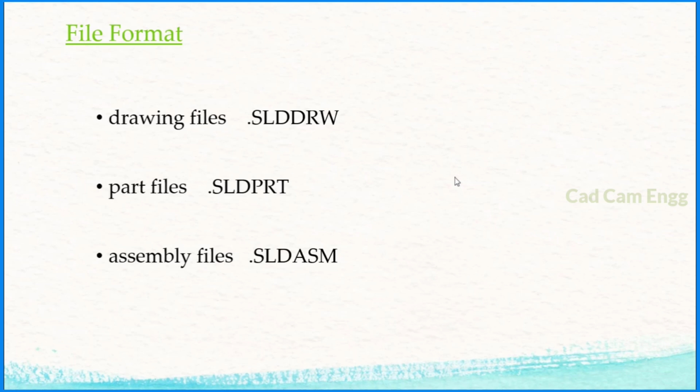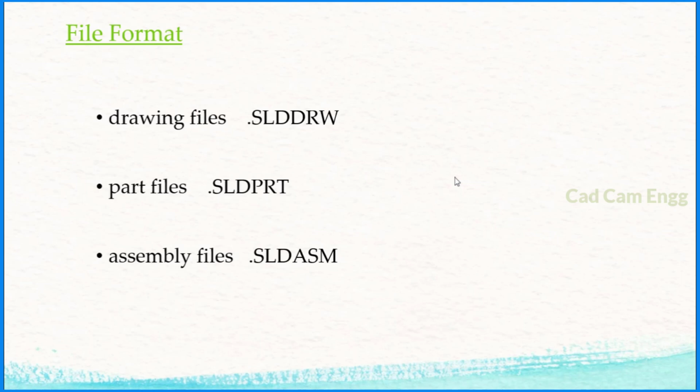Assembly file: assembly means we join a number of different part files together, and that is called an assembly file. Its file format is .sldasm. ASM means assembly, SLD means SolidWorks. So please remember the file formats, because when you try to open a file from one software in another software, sometimes the file is not supported.